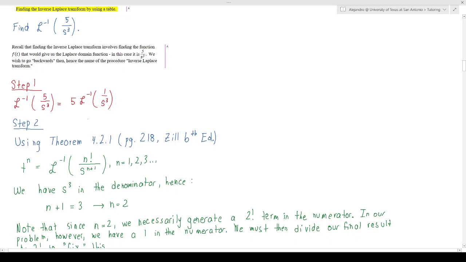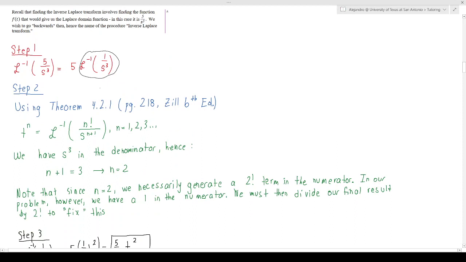So the first step is, I always find it helpful to pull out the constants here. Instead of working with the inverse Laplace of 5 over s cubed, we can pull the 5 out. And so we're just going to have 5 times the inverse Laplace of 1 over s cubed.